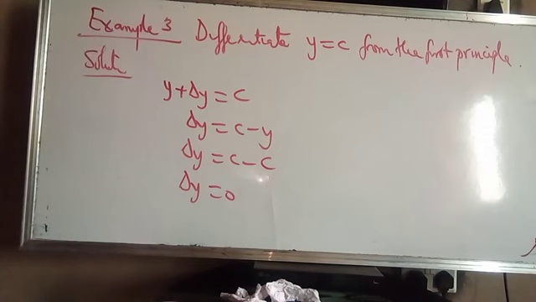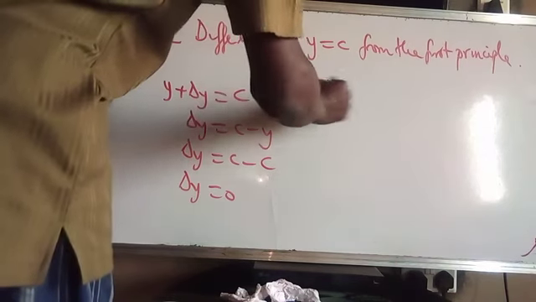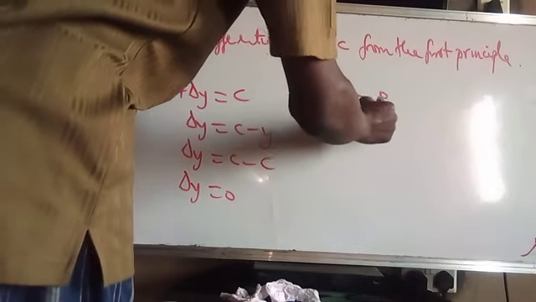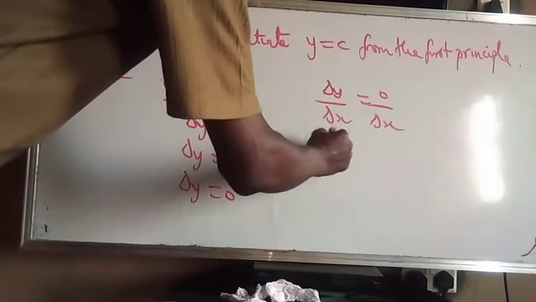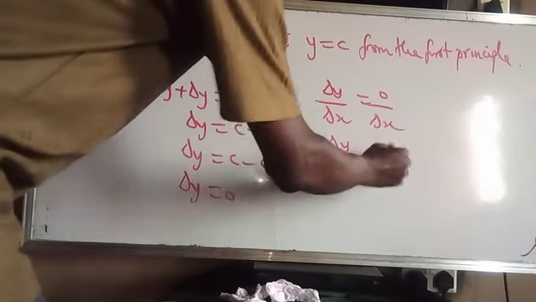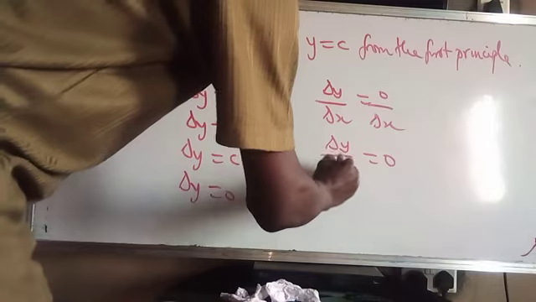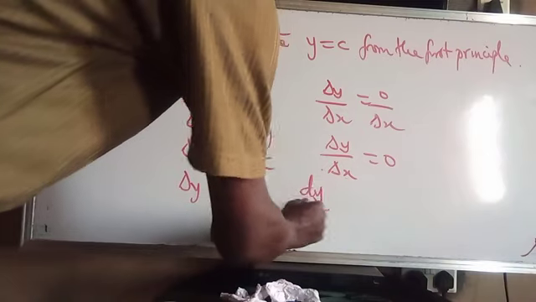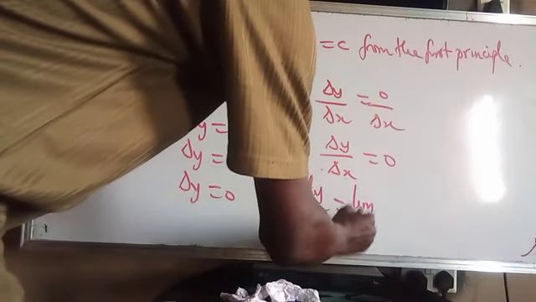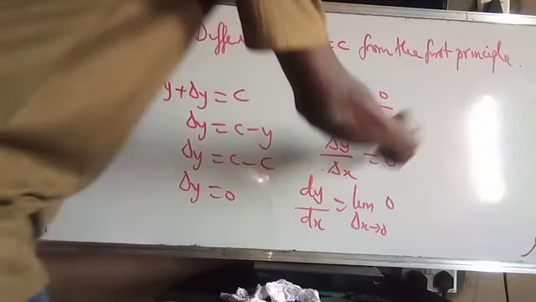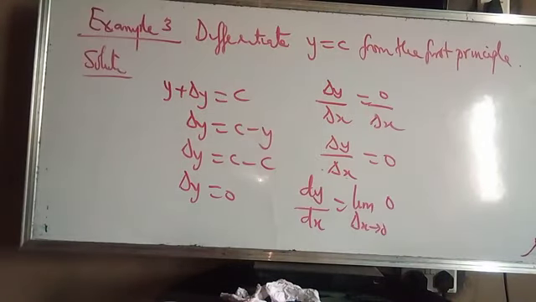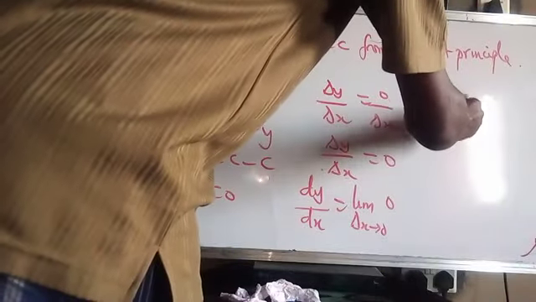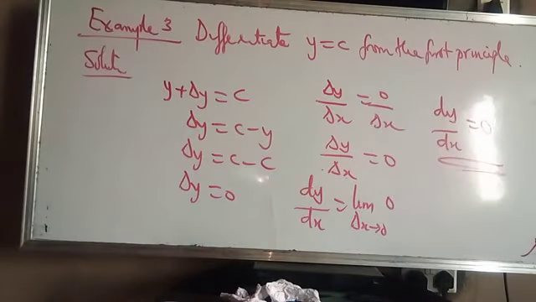So now divide both sides by change in x. We have change in y all over change in x is equal to 0 all over change in x. So you have change in y all over change in x is equal to 0. So now take the limit of both. Now, dy dx will be the limit as change in x tends to 0 of 0. You're finding the limit of that 0, which implies dy dx is equal to 0, because 0 is a constant. So anytime you are asked to differentiate a constant, the result will be 0.